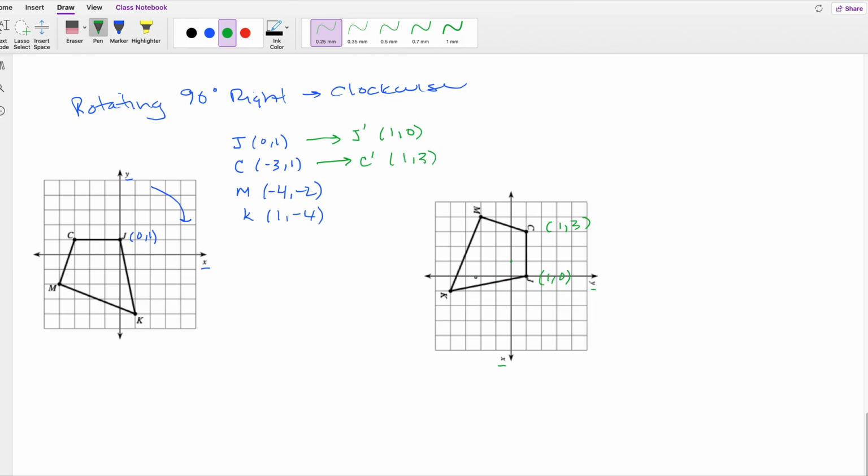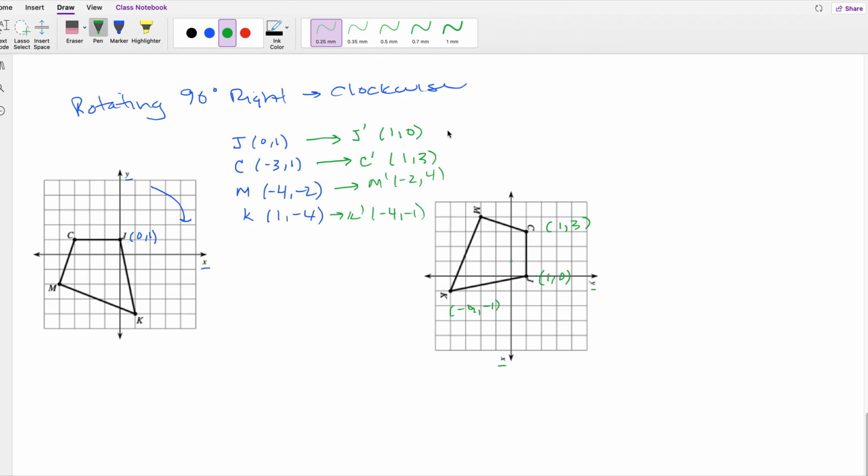K, so what is that? 1, 2, 3, 4 down. So negative 4, negative 1. So that's K prime, negative 4, negative 1. Oh, I put it in the wrong spot. It goes down here. Sorry. Negative 4, negative 1. And then let's look at M. M is 1, 2, so that's to the left 2, and then up 1, 2, 3, 4.